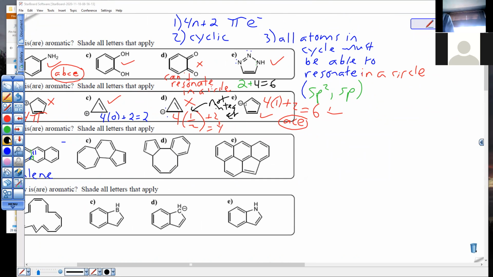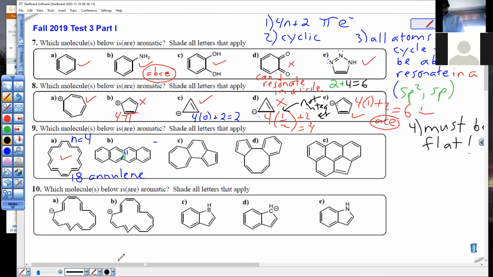Rule 4: You can't resonate with other p orbitals unless you're lined up with them. You can't line up p orbitals unless the molecule starts flat. And this one physically can't be flat. Not flat. Okay, so no.